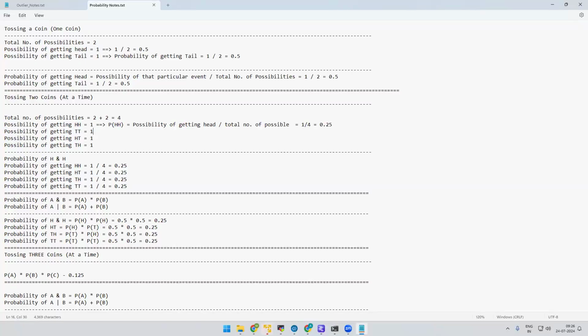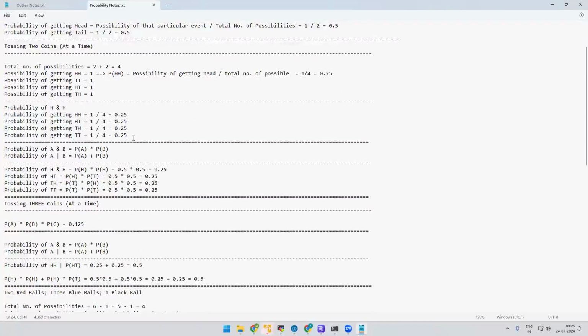The same way we need to find the possibility of getting TT, HT and TH, the same process, right? 1 by 4, 1 by 4 and 1 by 4. So 25% chance that we may get head head or tail tail or head tail or tail head. Is this clear?